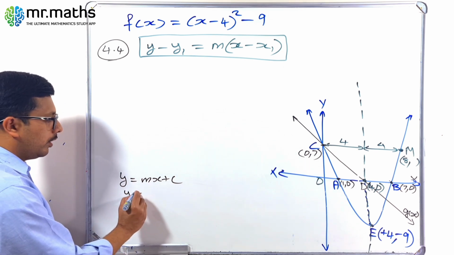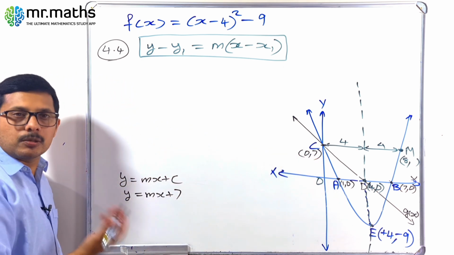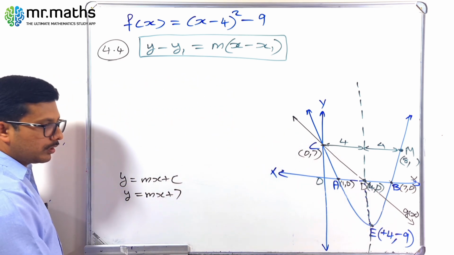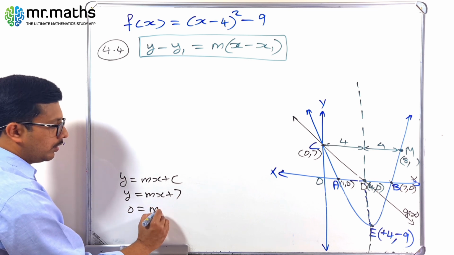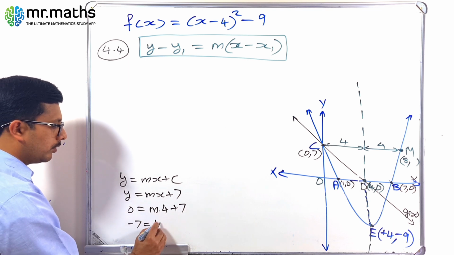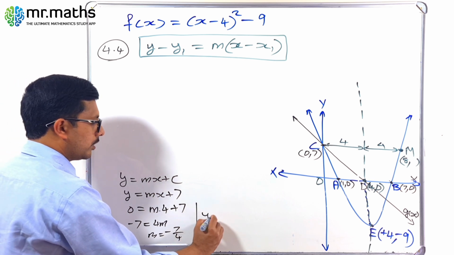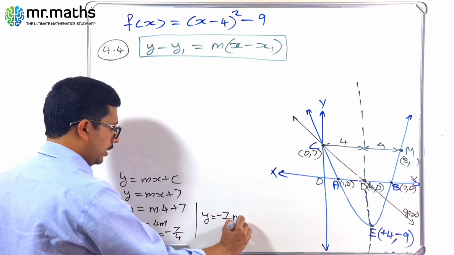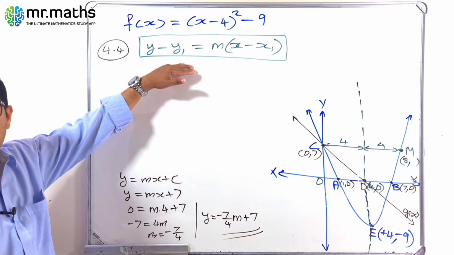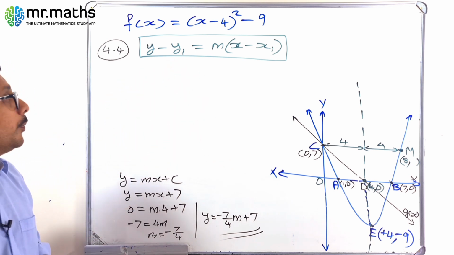Y is equal to mx plus c, where c is the y-intercept. What is the y-intercept? 7. Then substitute any point. So let's substitute this point D, 4 comma 0, x is 4, y is 0. So 0 is equal to 4m plus 7. So take this 7 to this side, minus 7 is equal to 4m, m is equal to minus 7 over 4. So the equation is y is equal to minus 7 over 4 x plus 7. Okay, so that is the equation. Anyway, let's see, are we getting the same answer here? I like to follow this method even though it's a little bit bigger.